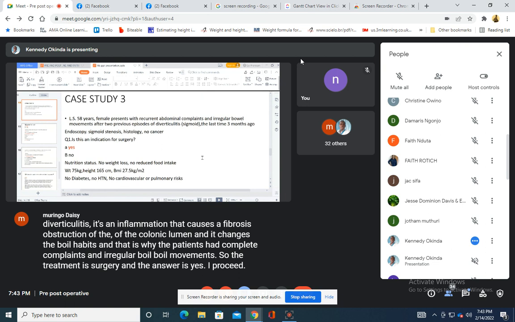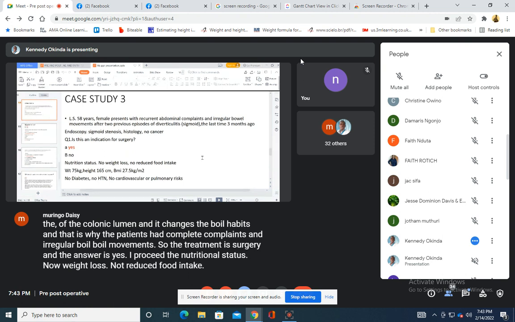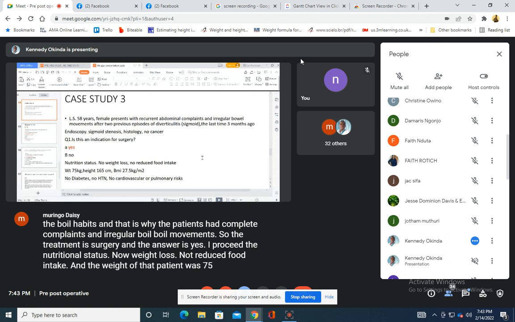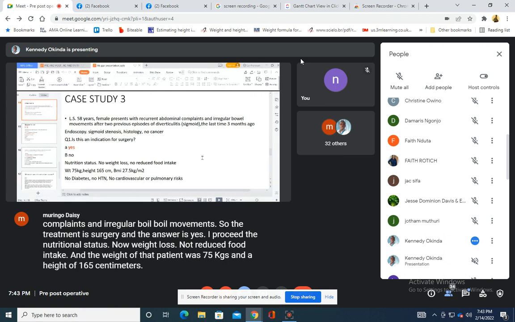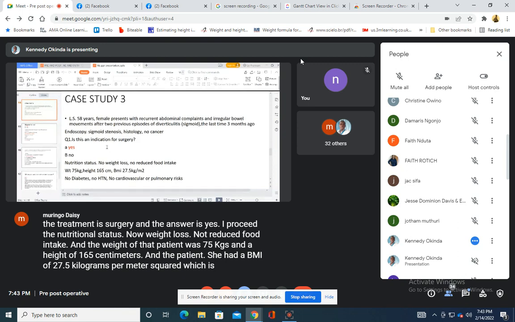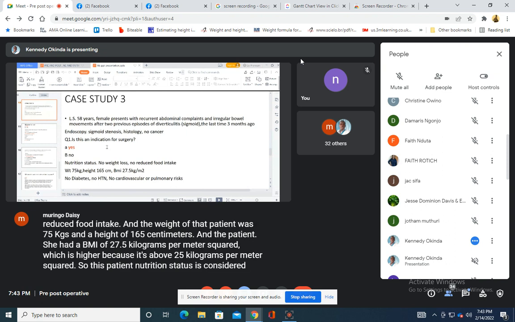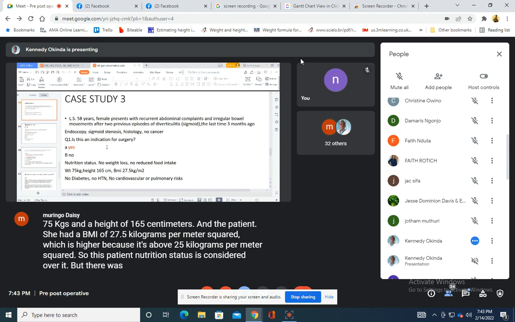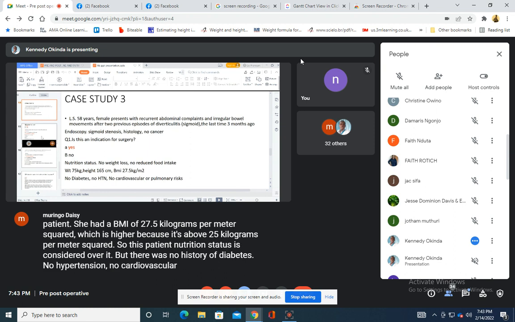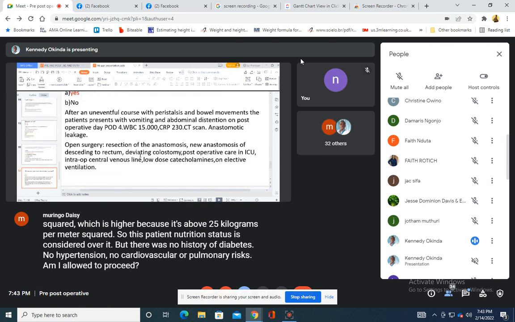I proceed. The nutrition status: no weight loss, no reduced food intake, and the weight of the patient was 75 kgs with a height of 165 centimeters. The patient had a BMI of 27.5 kilograms per meter squared, which is considered overweight. But there was no history of diabetes, no hypertension, no cardiovascular or pulmonary risks. Am I allowed to proceed? Go ahead. Yes.